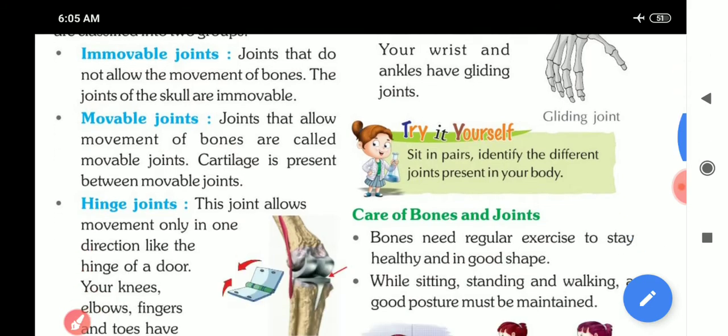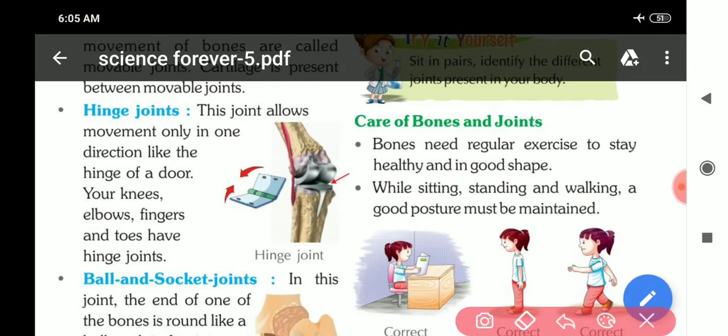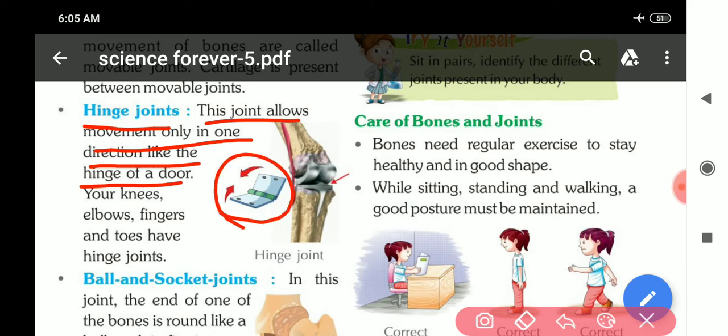Okay, now the first type is hinge joints. This joint allows movement only in one direction, like the hinge of a door. You have seen at your homes that this type of hinge joint is there in the doors. So this allows movement in one direction, as when you are opening the door it can move in one direction only. If it is opening outside it cannot move inside. If it is opening inside it cannot move outside. So the movement is only in one direction.